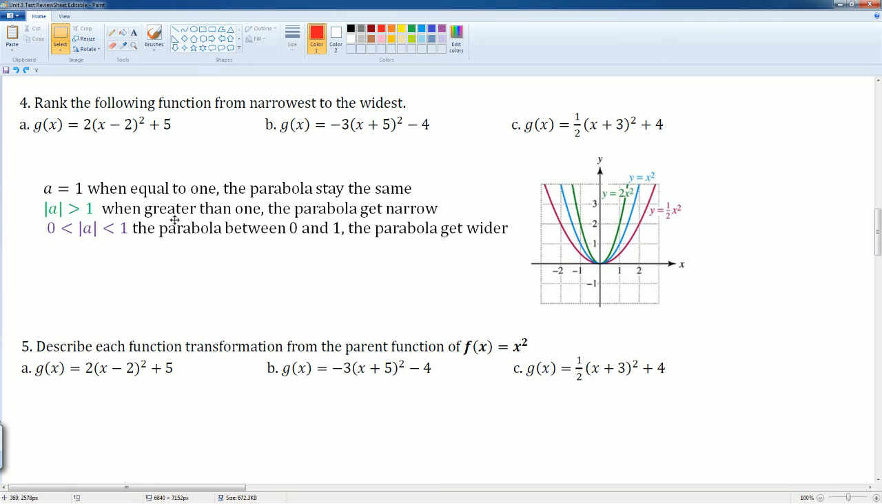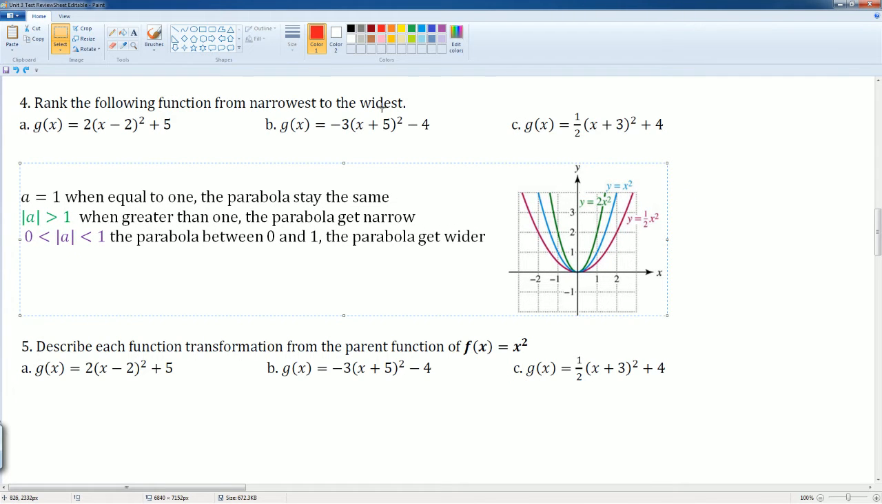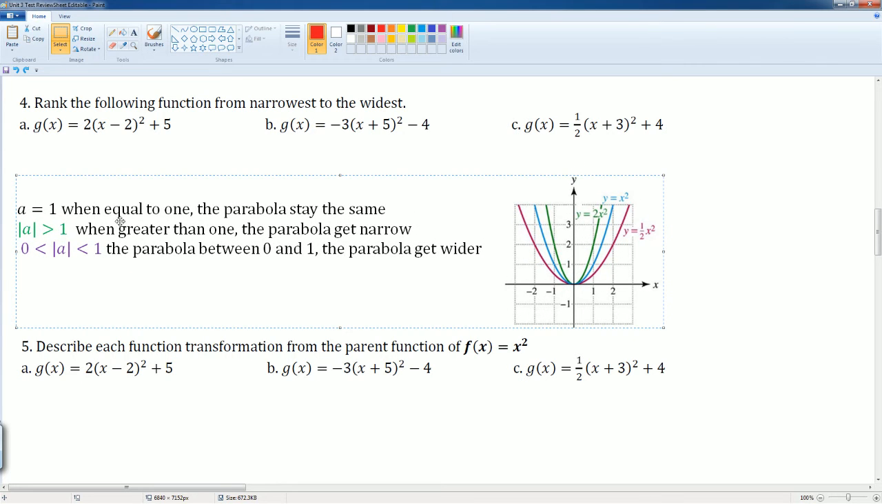That is, the narrowness and wideness is governed by the a value. If a equals 1, it stays the same. If the absolute value of a is bigger than 1, the parabola gets narrower. And if it's a fraction between 1 and 0, it gets wider.